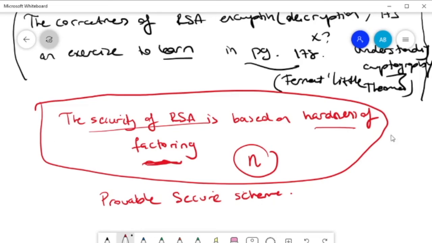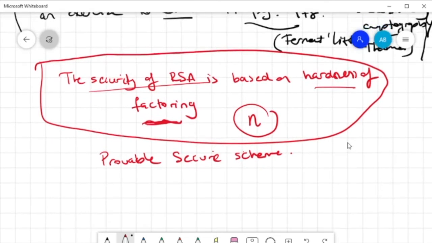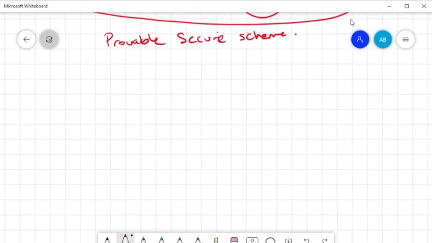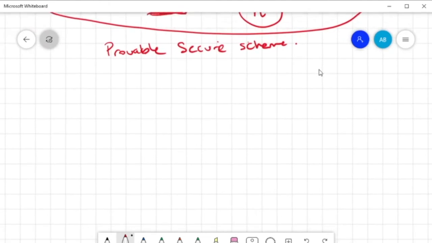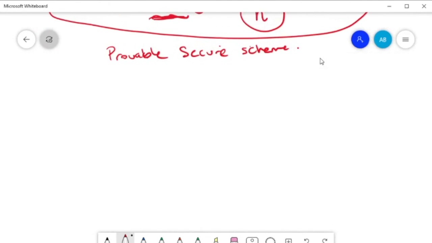There are more things, of course, but I will skip those parts. It's not the topic of this course. But you have to know that the security of RSA relies on the hardness of the factoring problem. So let's move to fast exponentiation.